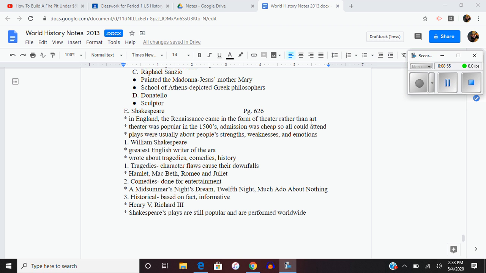We talked about William Shakespeare and how in England the Renaissance was a little bit different in that it was done more for writing than real art. And even today, you don't have a lot of English artists. It's more of writings at the time period. So Shakespeare really comes in, and so I want you to know about his genres. He wrote tragedies, he wrote comedies, and he wrote historical plays.